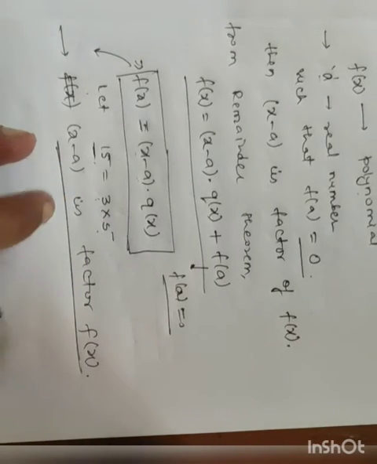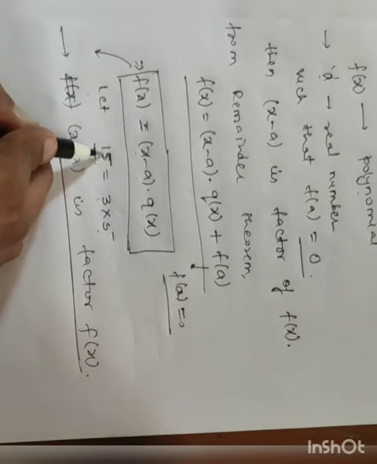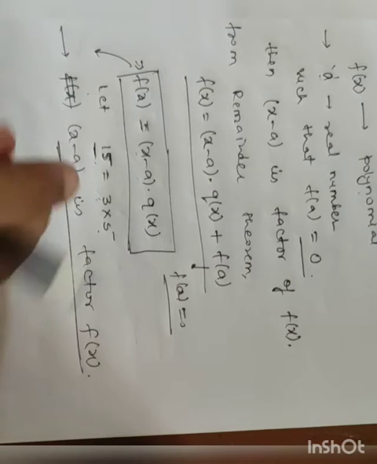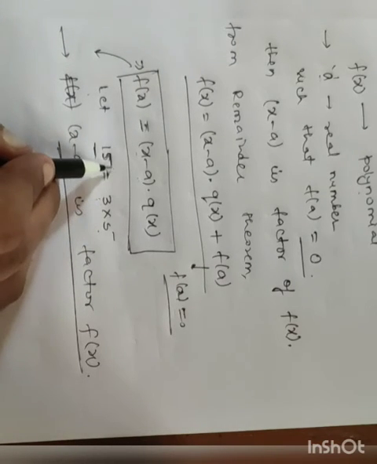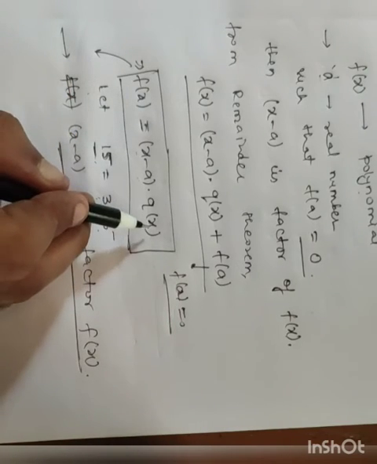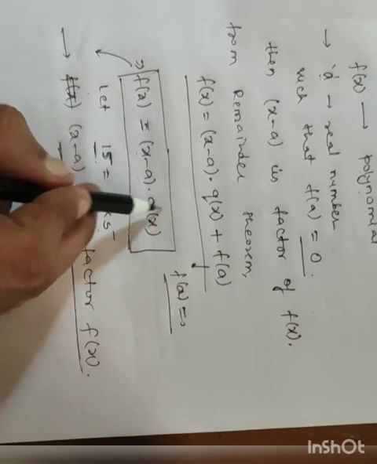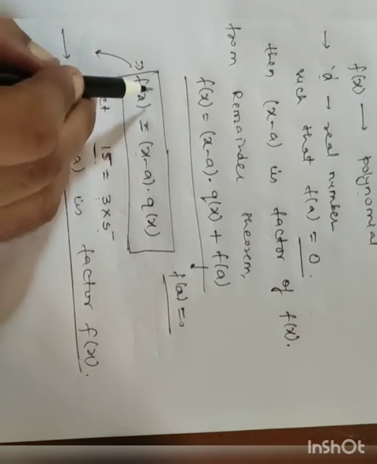You understood what I said? Like we can represent 15 as a product of 3 into 5 and say that 3 and 5 are factors of 15. Similarly f(x) is (x - a) times q(x), so it is a product of two other terms. So we can say that (x - a) and q(x) are factors of f(x).